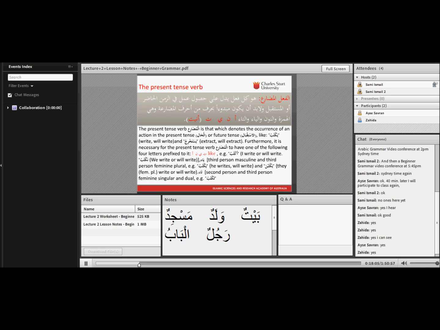And the last one is the ta. For example, taktubu. This is normally referred to as second person and third person feminine singular and dual. Don't worry about this feminine plural and all of these things at this stage. I think if I'm not mistaken, it will be in either lecture 4 or lecture 5 inshallah. But what I want to focus on here is this. Let me see what's the next slide before we go ahead.